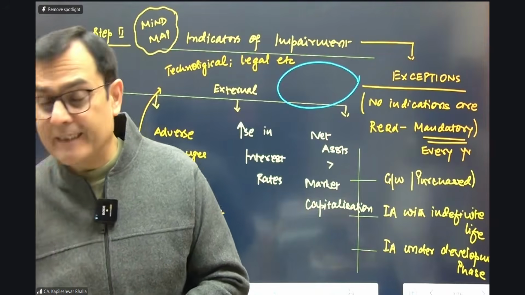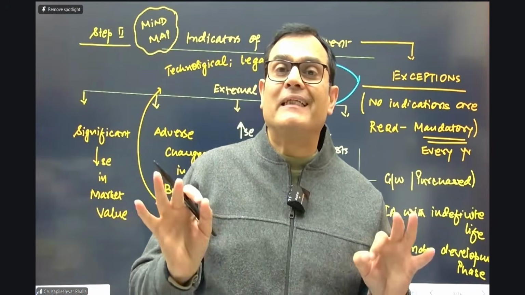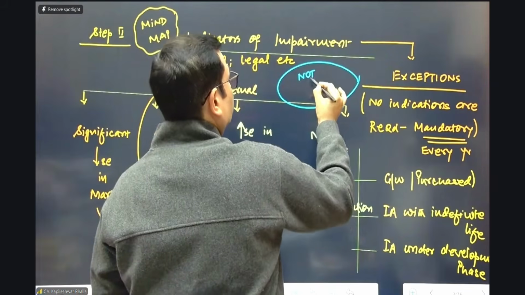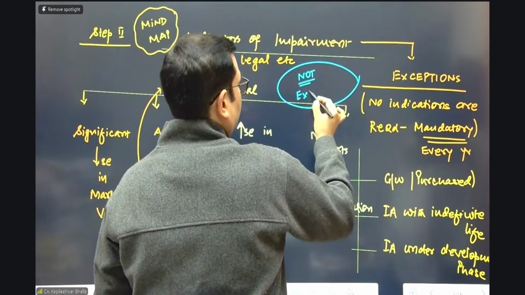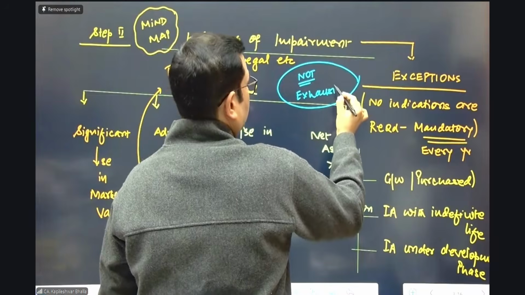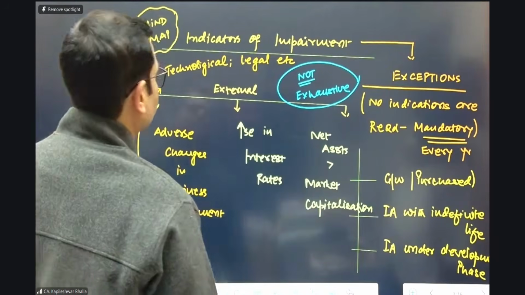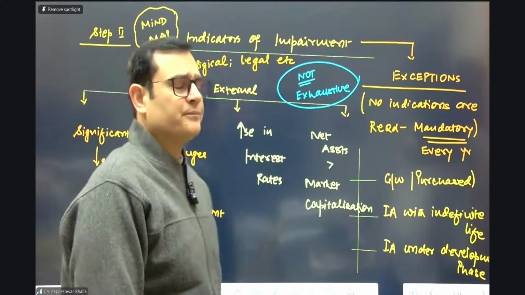And that's absolutely correct. The list is supposed to be completely illustrative. This is not exhaustive in nature. Good. So this is not exhaustive in nature. This is supposed to be completely illustrative in nature. Okay, so far so good.